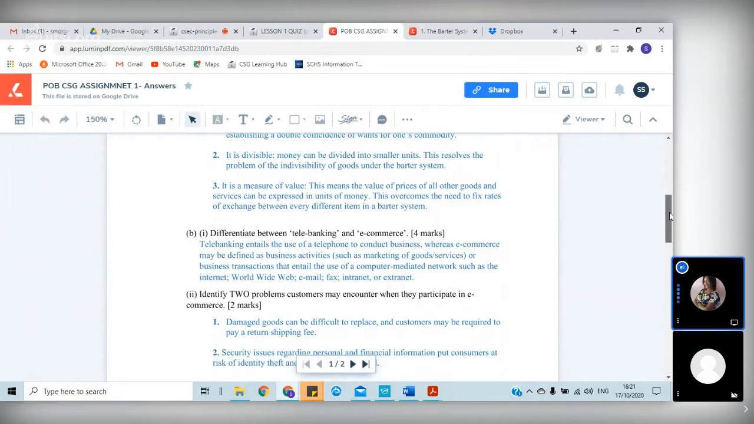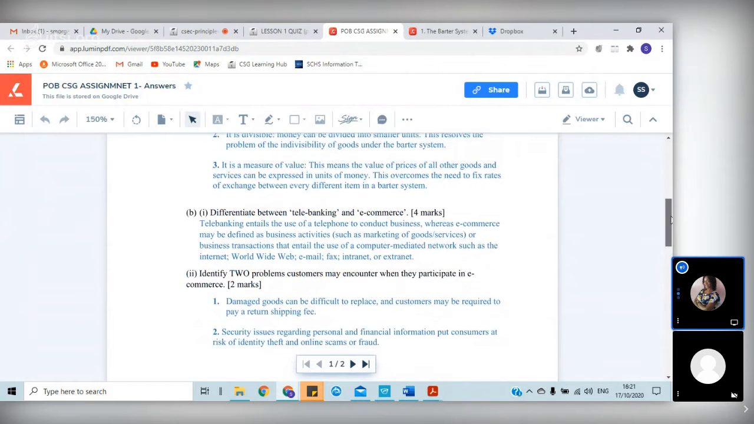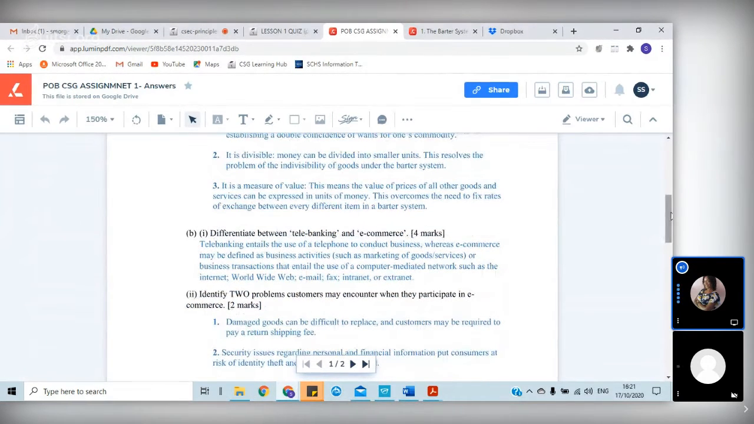And the next one I have here is that it is a measure of value. So this means that the value or prices of all other goods and services can be expressed in units of money, right? So we can say something is worth $1,000, $2,000, $50, whatever the case may be. We can express its value through money.